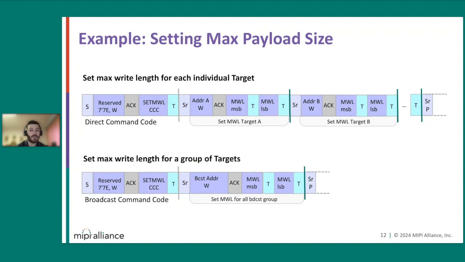The same thing can be done with the write length, as you can see in the bottom. This is a broadcast example, so you can see that it's using the broadcast address instead of a specific address, which is how we depict the difference between the two. It's really just a difference in which address that command is being sent to.